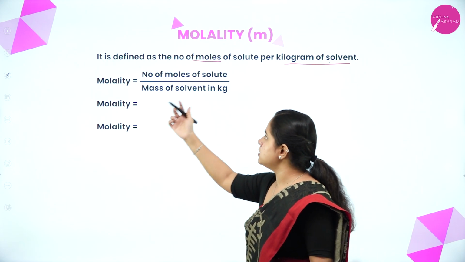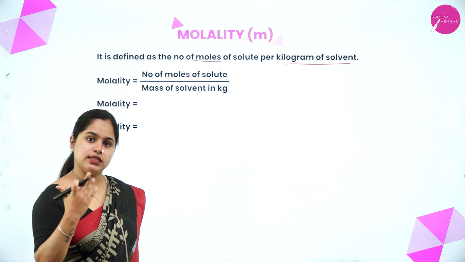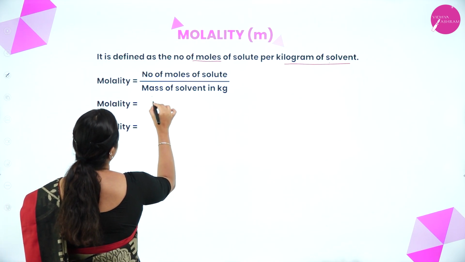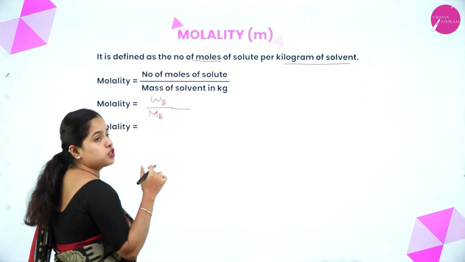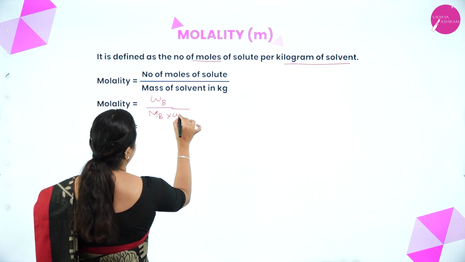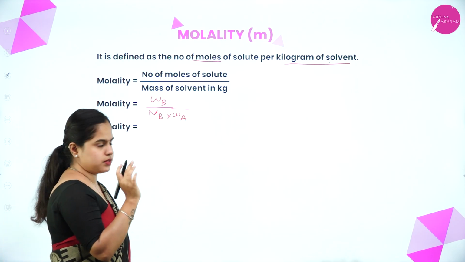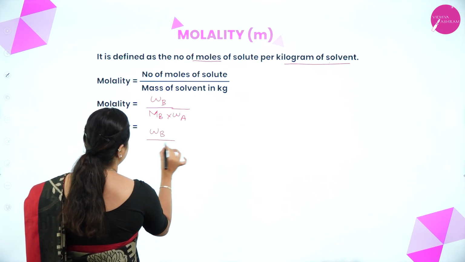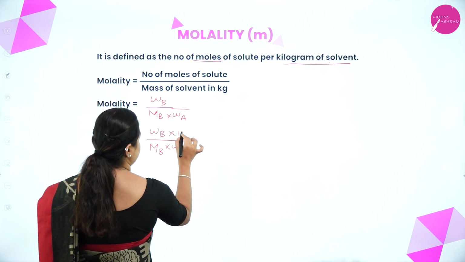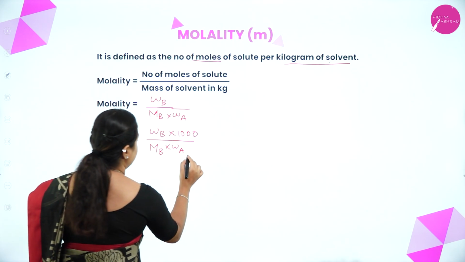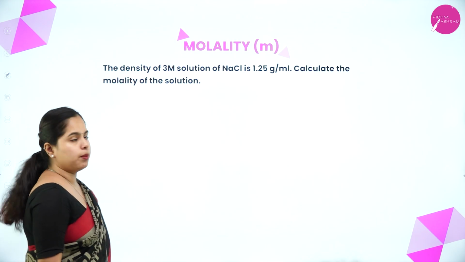So how can you write? Molality is number of moles of solute divided by mass of solvent in kg. How we wrote in the case of molarity, same way we will write in the case of molality as well. So number of moles is WB by MB, right? Divided by mass of solvent. So what is your mass of solvent? WA, right? A represents solvent and B will be your solute. If it is given in kilograms, use this. If it is given in grams, your equation becomes WB by MB multiplied by WA, and in the numerator 1000 will be there. If it is in kilogram, you can use this particular equation. Now let's take an example for this.